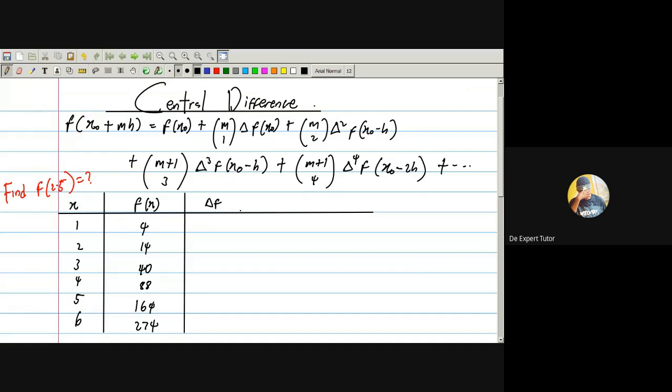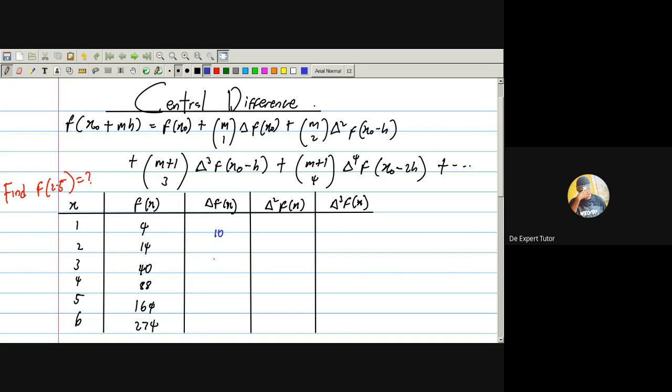This is your first difference, this is your second difference, then this is your third difference. The main thing is that you're able to get the mean value from the table. Even if you forget the formula, just note how to find the first difference. This minus this will give me 10.